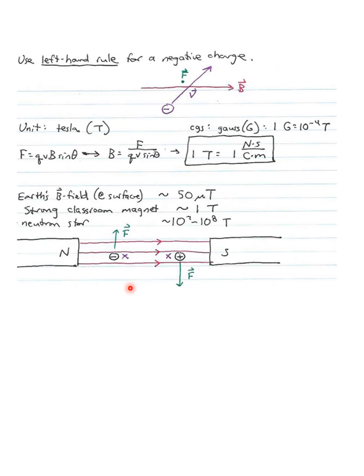Now on the right is a proton. We're shooting it into the page, so I'm taking my right hand, velocity goes into the page, and my fingers bend to the right and my thumb points downward.